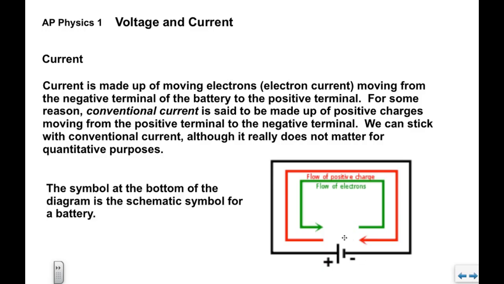The symbol at the bottom here, this is the schematic symbol for a battery. We will get into schematic diagrams and resistors and batteries and whatnot coming up soon. So, okay, that's it for voltage and current.